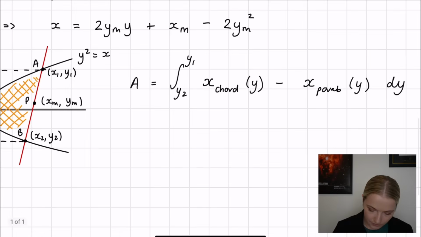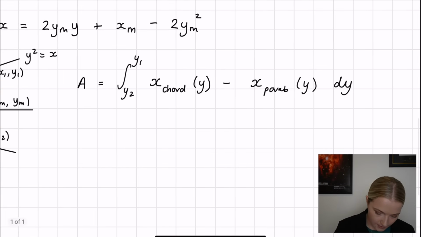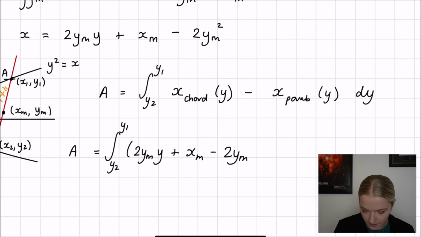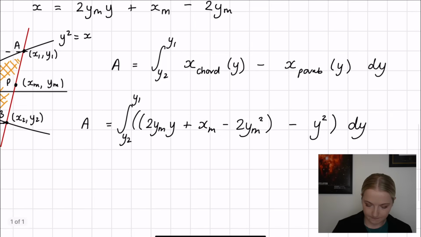Okay, so we can substitute things in here. We have the integral for the area. Now we know this equals 4/3, but we'll substitute that in a moment. So we'd have the integral from y1 to y2 of x of the chord, which we know is this expression here. So we'd have 2y plus xm minus 2ym squared, minus x of the parabola. Well, we know that the parabola itself is x equals y squared, so that would just be minus y squared. And we'd have all of that dy.